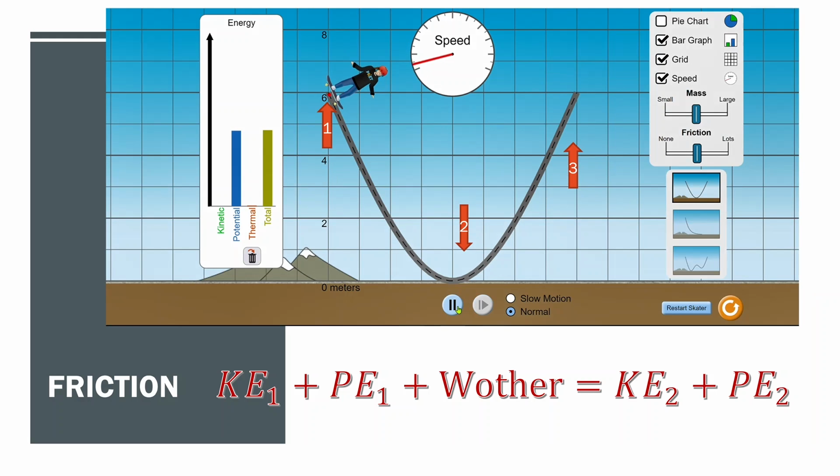When you add friction, all that happens is you add another energy, causing the equation to change slightly. The equation becomes kinetic energy at the beginning plus potential energy at the beginning plus work other equals kinetic energy at the end plus potential energy at the end, where work other in this case is friction that is transferred into thermal energy. Thermal energy refers to the energy contained within a system that is responsible for temperature. Heat is the flow of thermal energy.